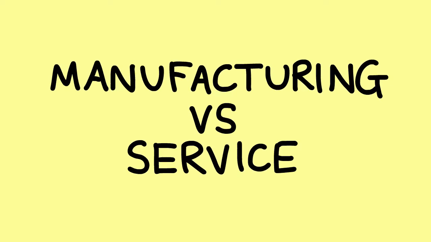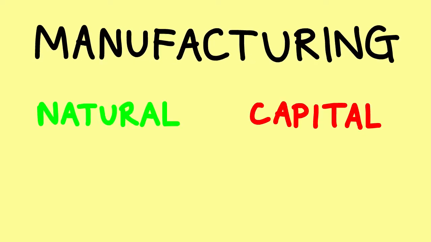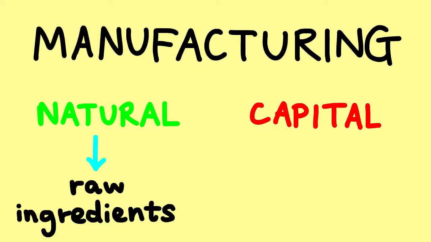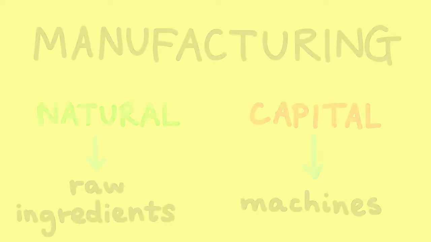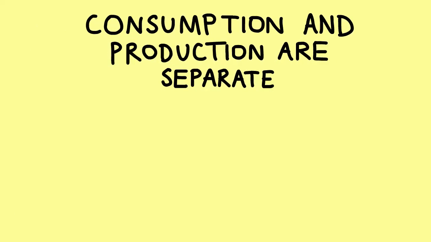Let's take a look at the difference between a manufacturing business and a service business. A manufacturing business tends to use natural and capital resources to make outputs. Natural resources are like raw ingredients, whilst capital resources are like machines. In a manufacturing business, the consumption and production process are separate.